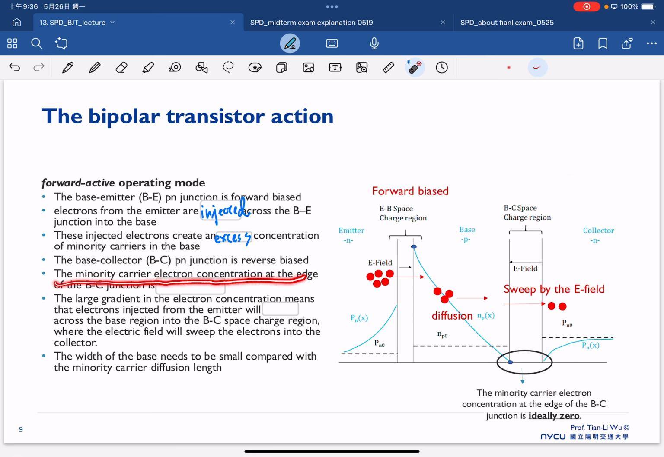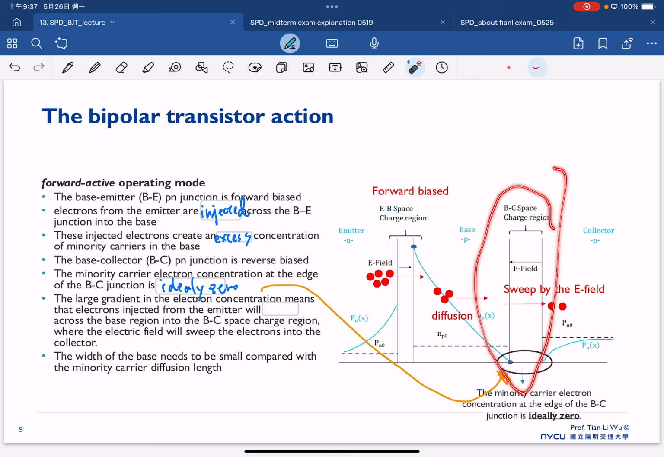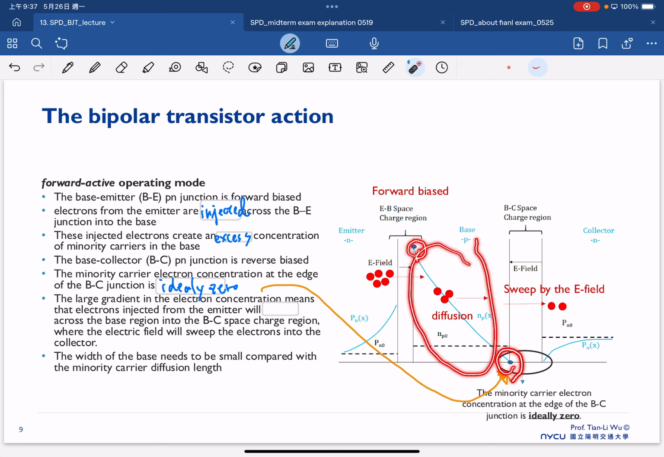The minority carrier electron concentration at the edge of the BC junction: because this is under reverse bias, ideally at this edge the minority carrier concentration should approach 0. This one is ideally 0, shown here, due to the reverse bias in this BC junction. So because our original minority excess concentration is here, and we force the minority excess concentration at this edge equal to 0, that will create a very high gradient here.